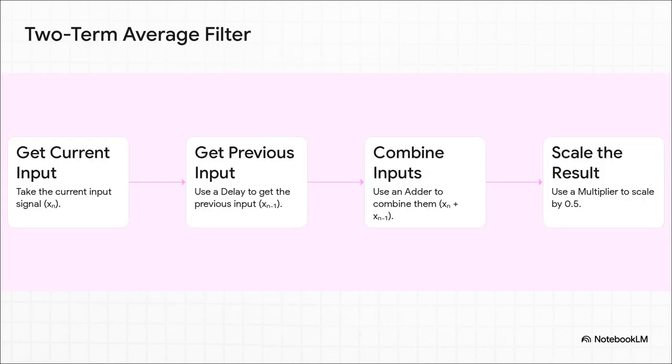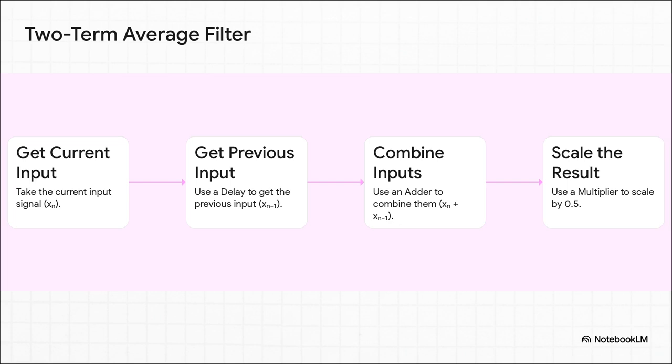So let's put our 3 little building blocks to work. We can make a simple but very useful filter called a 2-term average filter. First, we take the current number that just came in. Then we use a delay to grab the number that came in right before that one. We use an adder to combine them, just add them up. And finally, a multiplier scales the result by 0.5. In other words, it cuts it in half.